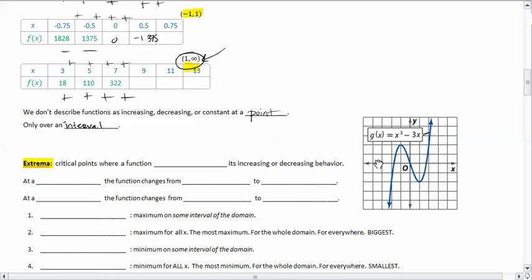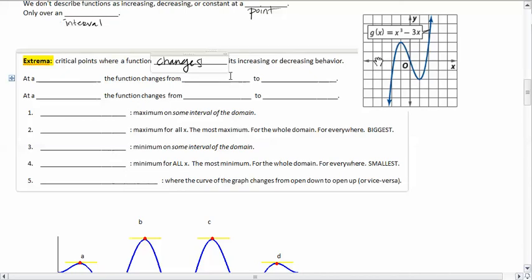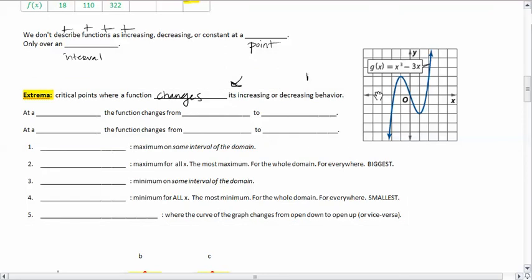Okay, let's talk about Extrema. So you know Extrema, extreme sports, it's like the most something, right? So when we talk about Extrema, we're talking about critical points where a function changes its increasing or decreasing behavior. This is a really unfun way to know about this, but it's true. A more obvious way to know about it is it's the most, right? You guys are familiar with Extrema already in the terms of maximum and minimum.